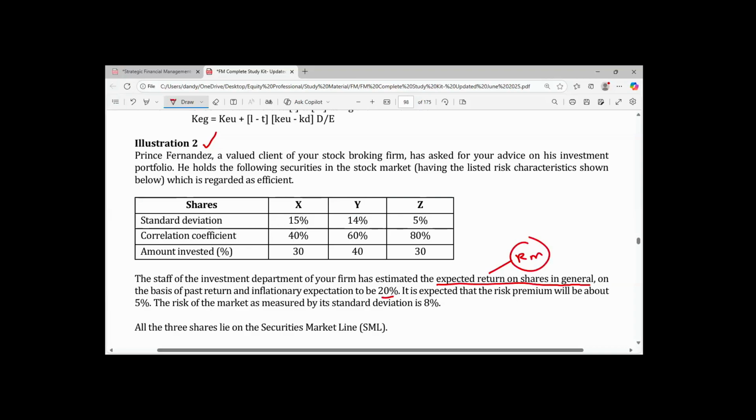It is expected that the risk premium will be about 5%. Remember, risk premium is the difference between market return and the risk-free rate of return. The risk of the market as measured by standard deviation is 8%. So this is the risk of the market, sigma M, all right, is 8%. All the three shares lie on the security market line.